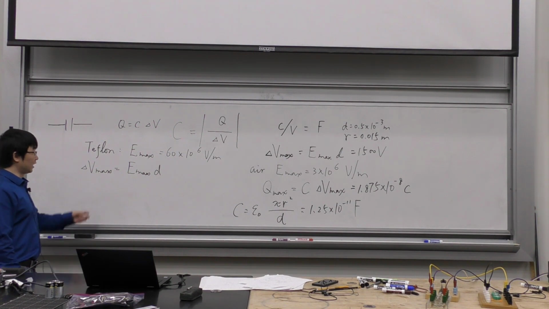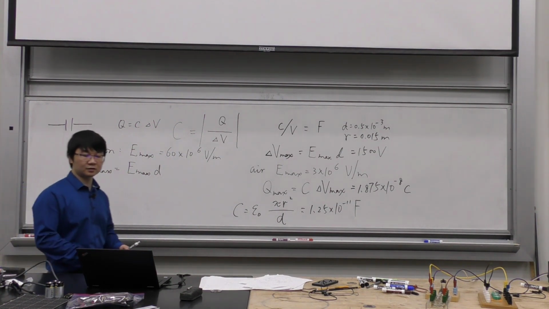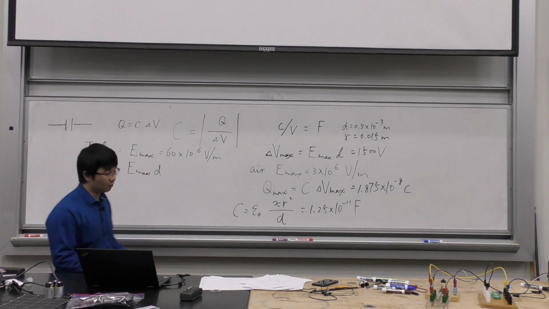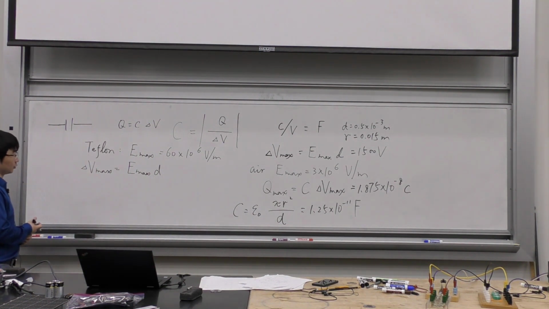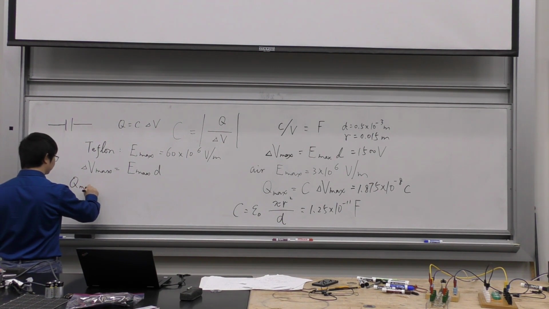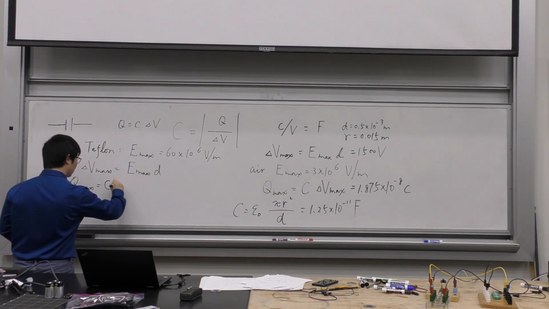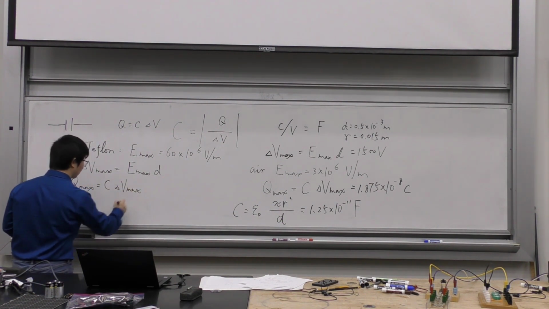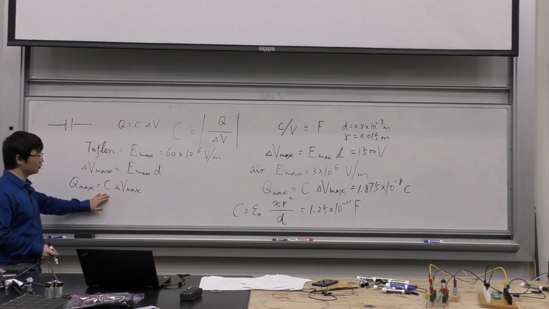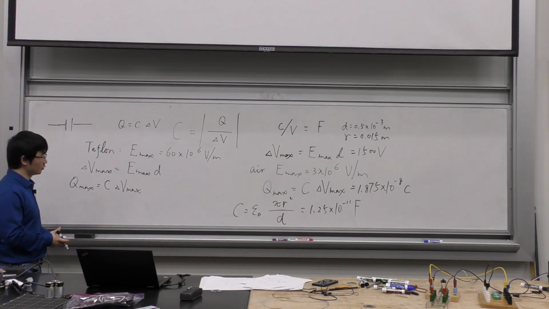Okay, so that's how I find the maximum voltage, the breakdown voltage of this capacitor, right? Then how do I find the maximum charge this capacitor can store by putting Teflon between these two plates? You still do this, right? C times Vmax, because C is going to be a constant. C doesn't change, even if you connect it to a large voltage.